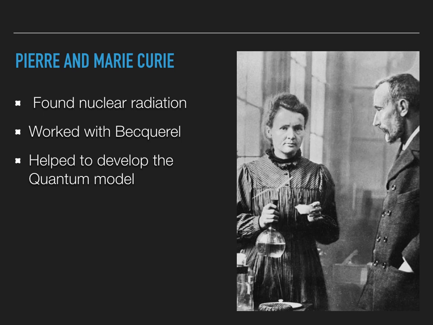Pierre and Marie Curie did work with Henri Becquerel. We give them also credit with finding nuclear radiation. Because of their work, it will lead to the development of the quantum model. Marie does die of radiation poisoning. Her daughter also continues her work in radiation, and will actually be significant during World War II in preventing the Nazis from getting heavy water and thus preventing them from developing the very first atomic bomb.